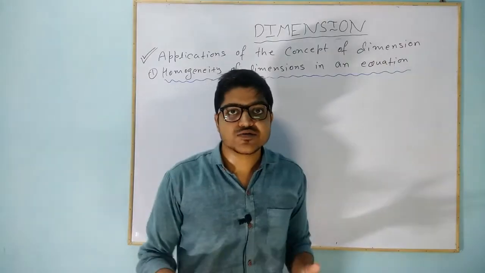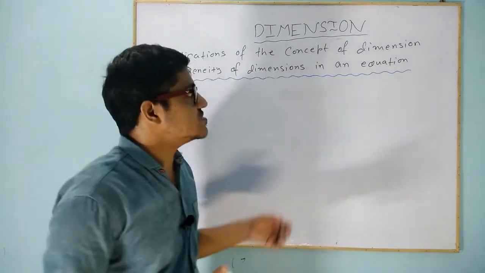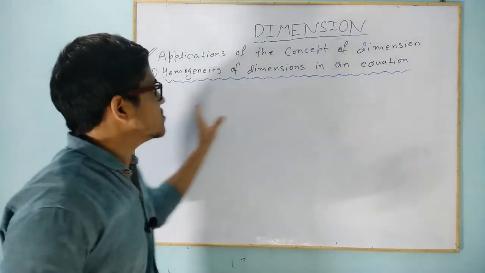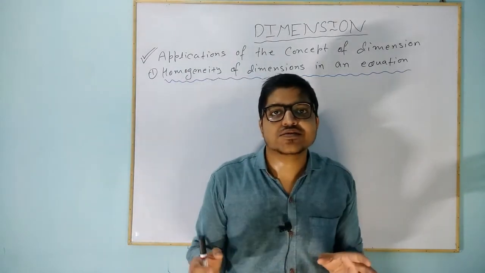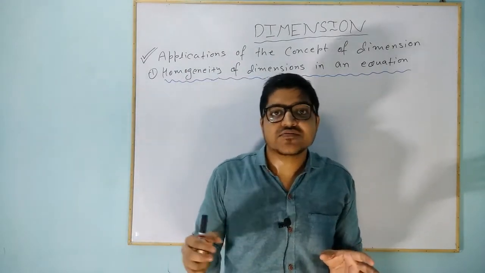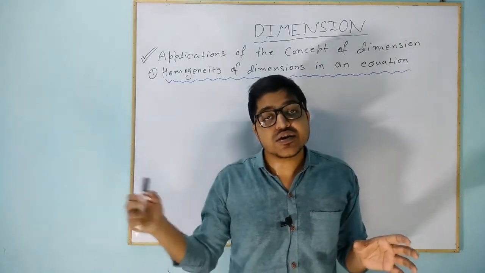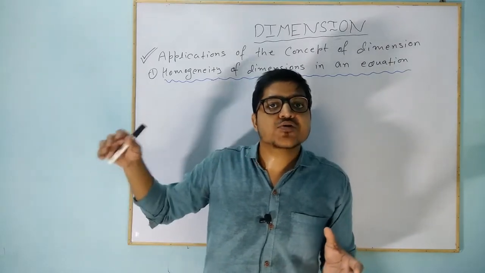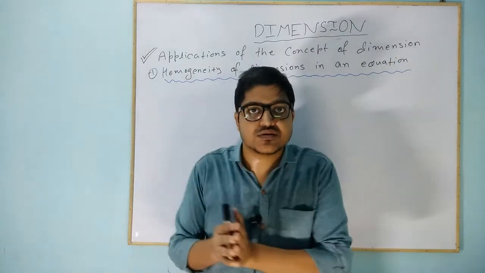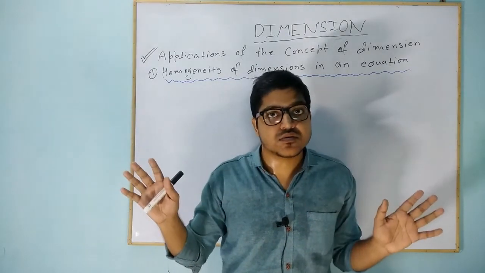Okay, now let's talk about applications of dimensions. We are going to study a total of 3 applications of dimensions, starting with the first one, that is homogeneity of dimensions in an equation. Using dimensional analysis, we can check whether a given equation is dimensionally correct or not. If the equation is dimensionally correct, it may or may not be correct in the real situation. But if an equation is dimensionally wrong, it must be wrong. Clear?